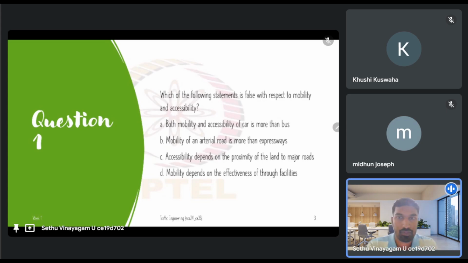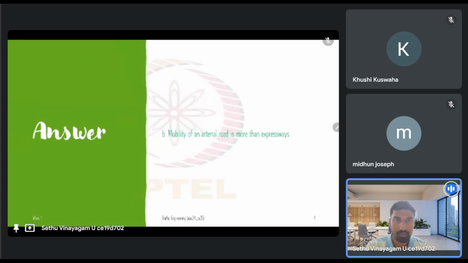Okay, we have one vote so far. Any other answers? Okay, so there is no further answer. So we can look at the right option. The right option is option B, the mobility of an arterial road is more than expressways. So that is the incorrect statement.